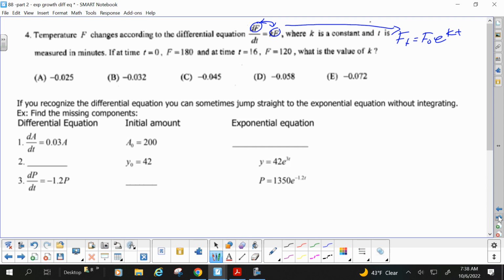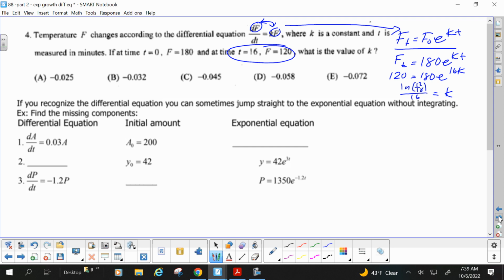Well, now that I have this, I know exactly what's going on. The initial is 180. And this case could be put in to find k. 120 equals 180 e to the 16k. If I solve that for k, I would divide by 180, take the natural log, and divide by 16. So I get the log of 12/18 divided by 16. Boom. Whatever that is, that's the answer you'll see.